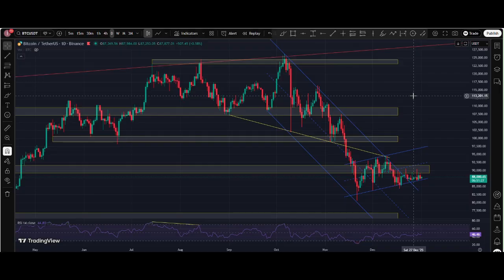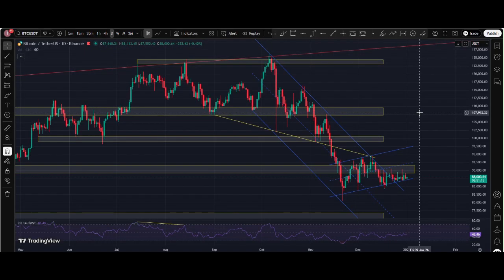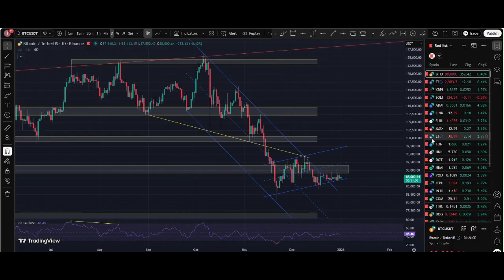I am in the BTC USDT chart. BTC did not move today. So we can see a new trading opportunity in the ADA USDT chart. Let's move to the ADA USDT chart.